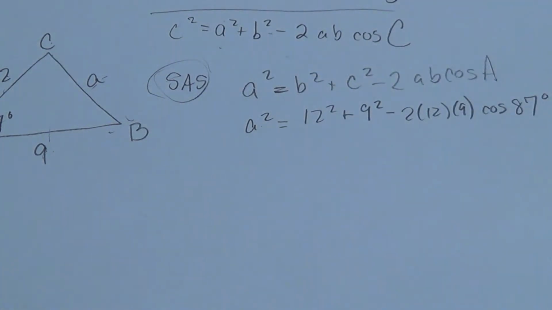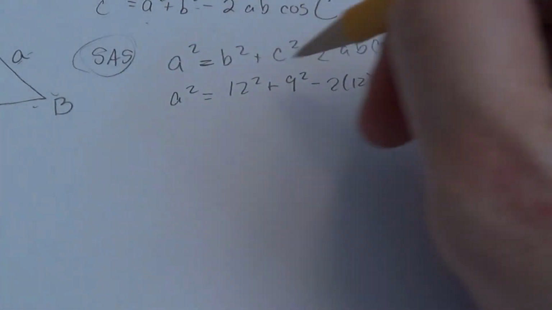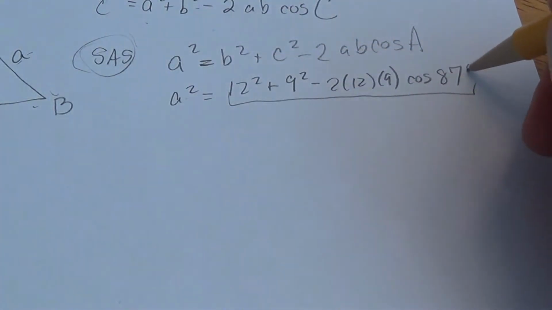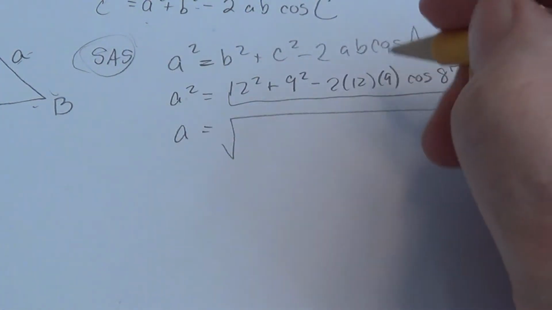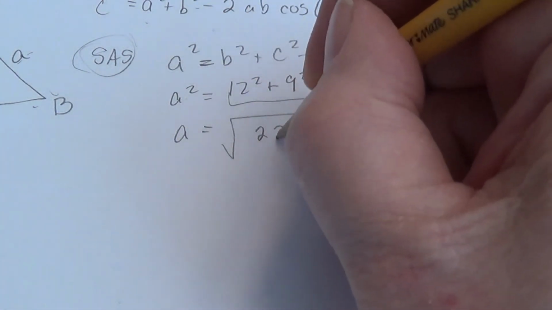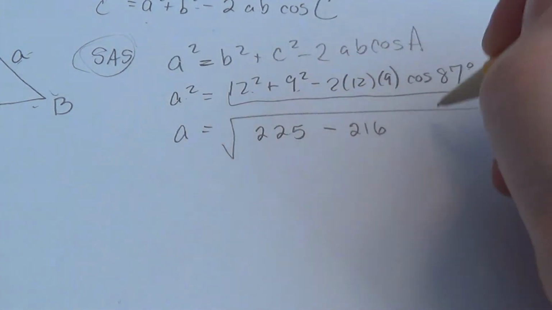Alright, so for that, basically I figure out this on the calculator, making sure you're in degrees, and you'll take the big square root of it. So when I do all that, I think I got a 225 from these two minus a 216 cosine 87.